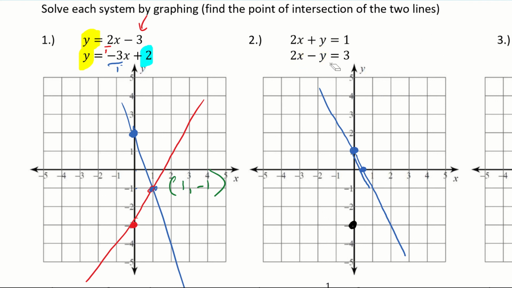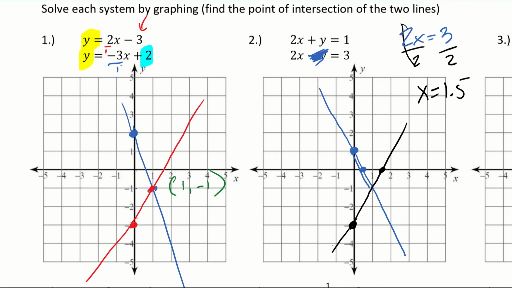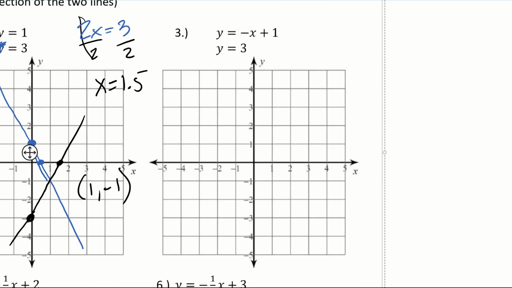Cover up again. We're going to cover up now the y. We get 2x is equal to 3. This problem I kind of gave you a doozy to start with your standard forms to see if you guys kind of remember how to do that. We're going to divide both sides by 2. x is equal to 1.5. 1.5 is right there. So we draw that line. We get an intersection point of, once again, 1, -1. Okay, let's try the next one.